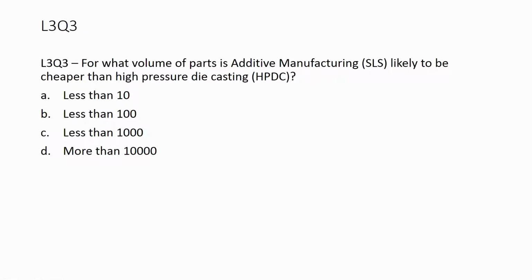Okay, so I think I just gave you the answer to that. What volume of parts is additive manufacturing likely to be cheaper than high pressure die casting? Less than 10, less than 100, less than 1,000, more than 10,000. I'm just checking you're listening. The answer is A.